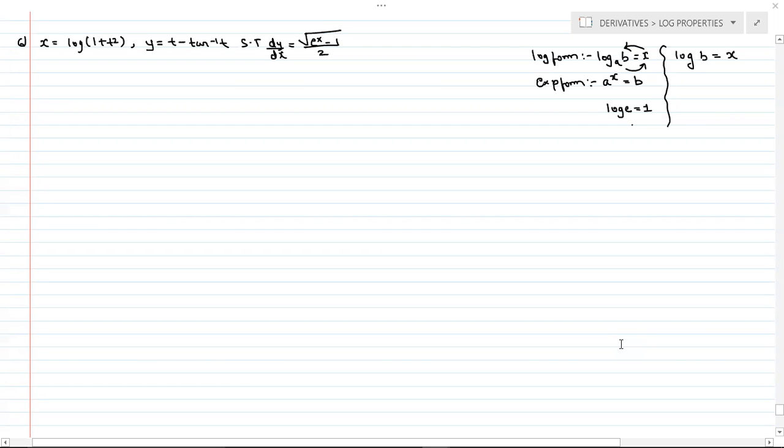Okay, so now let's move on to the next one, that is question number 6. Now we'll tackle question number 6. So here we have x equals log of 1 plus t square, and y equals t minus tan inverse t, and you have to show that dy by dx equals square root of (e raised to x minus 1) upon 2.